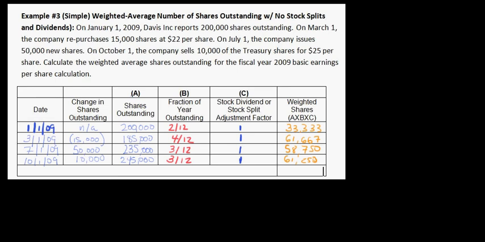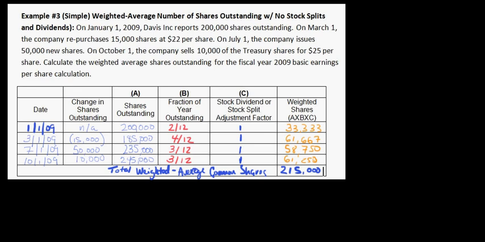So what we're doing all this work for is the total weighted average common shares outstanding, and that's going to be 215,000. All right, and that's example 3.